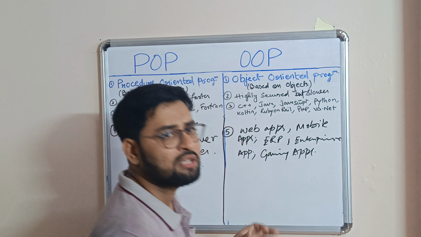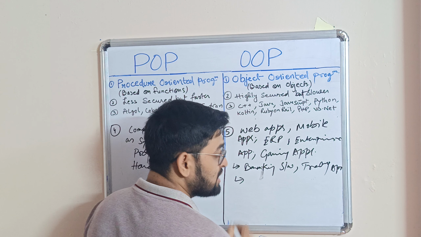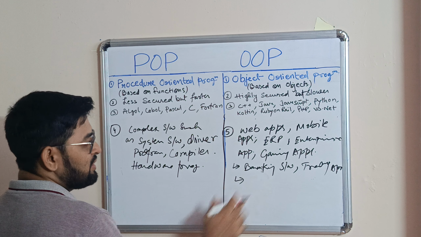So which are the areas? We have banking software, we have any kinds of trading applications. So many things are there. Okay, so I'm giving you some examples.